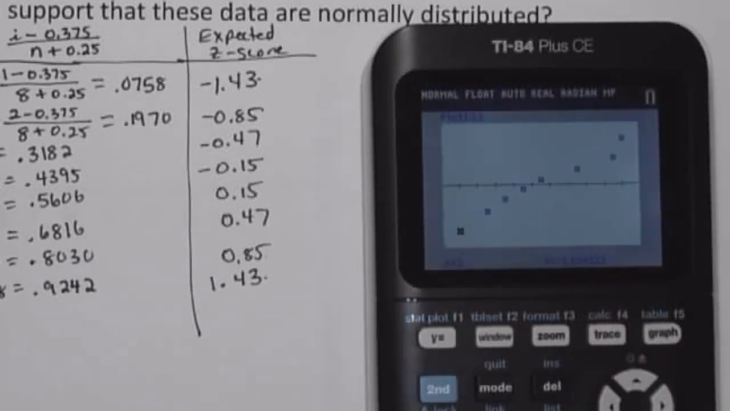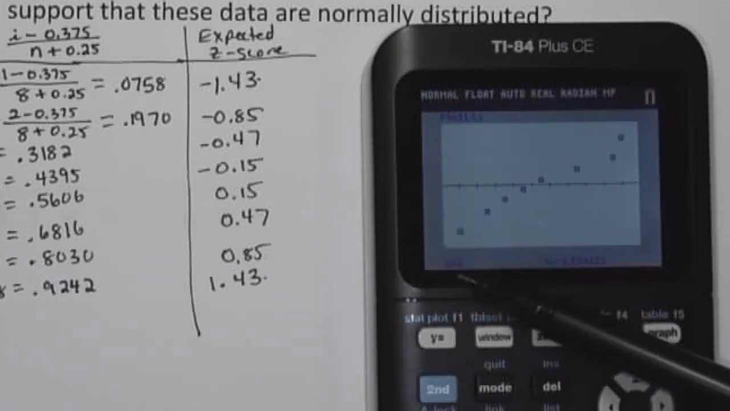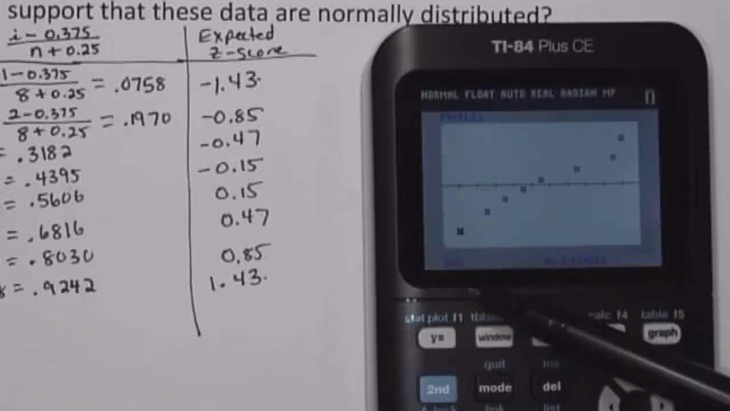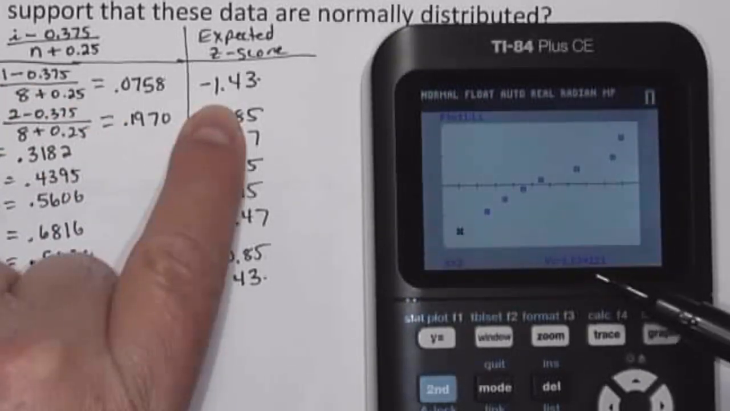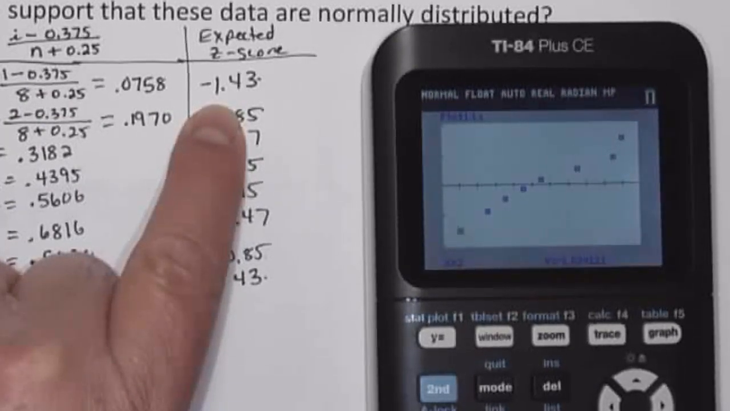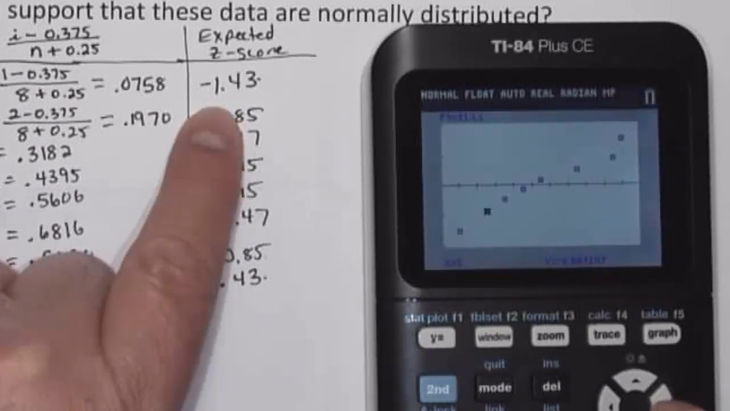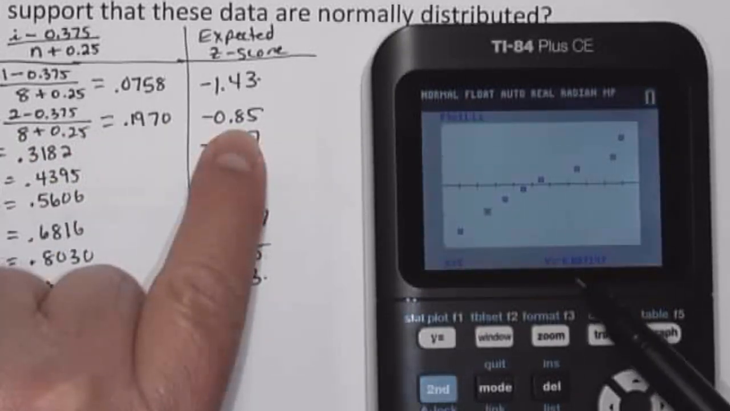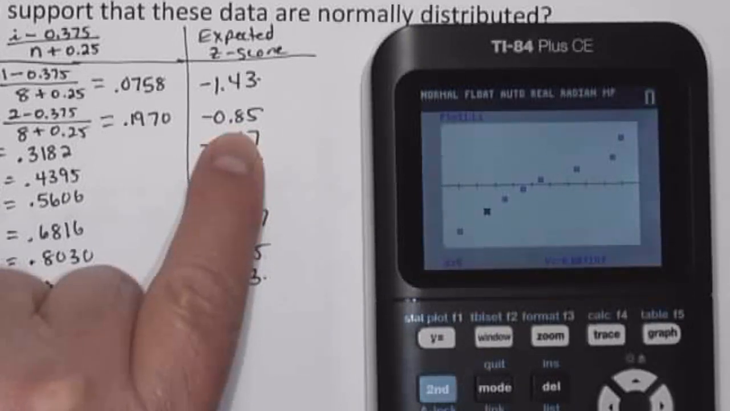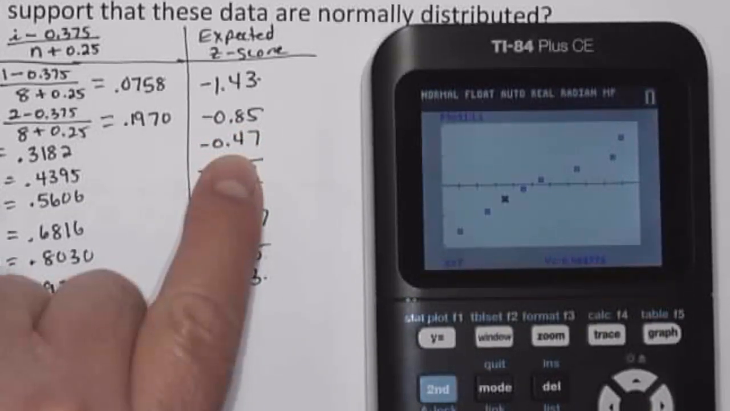If I trace this, I do want to point out some discrepancies. So the expected z-score for the calculator for the data value 2 is negative 1.53. Now for our 2, we came up with negative 1.43. The calculator says the expected z-score should be negative 1.53. Likewise, for 5, we got negative 0.85. The calculator says negative 0.887. For 3, we got negative 0.47. The calculator has negative 0.488, and so on.